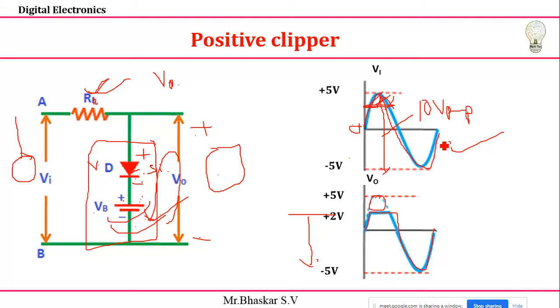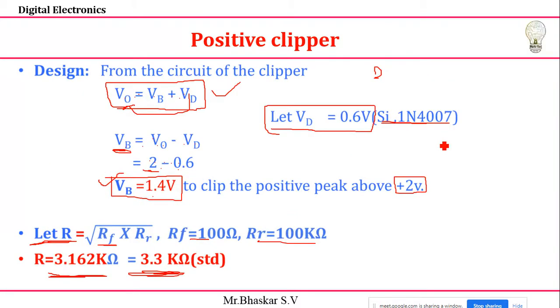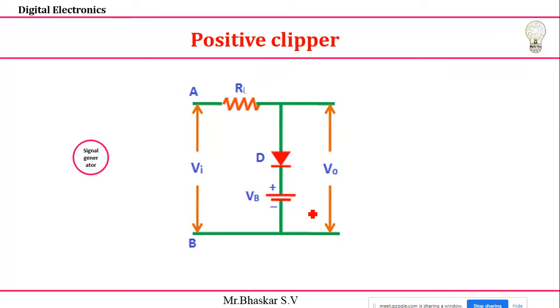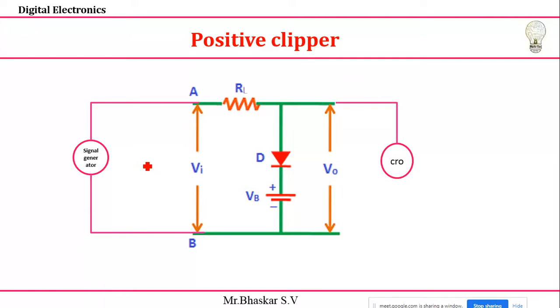Let's move on to that. So how to do that process? Here I'm going to take one signal generator. I'm going to connect it to the input of this circuit, and one output I'm going to connect here. It is the CRO. This is the CRO I'm going to connect. This is my output device.